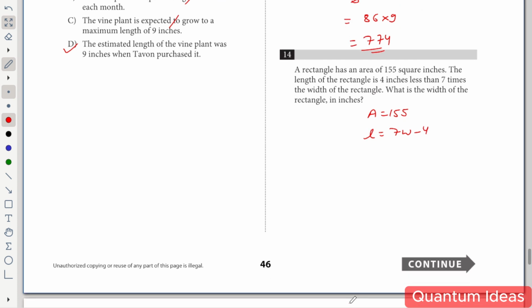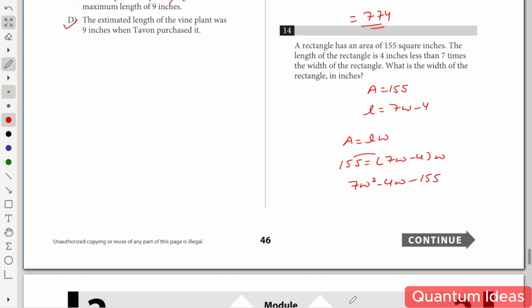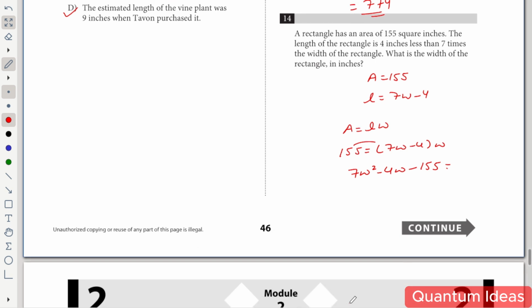Okay, so area is basically length into width. So area 155 equals length times width. Length is 7 times width minus 4, so this is 7 width square minus 4 width, minus 155 equals 0. So I'm not going to use the quadratic formula. I'm directly going to plug it into Desmos.